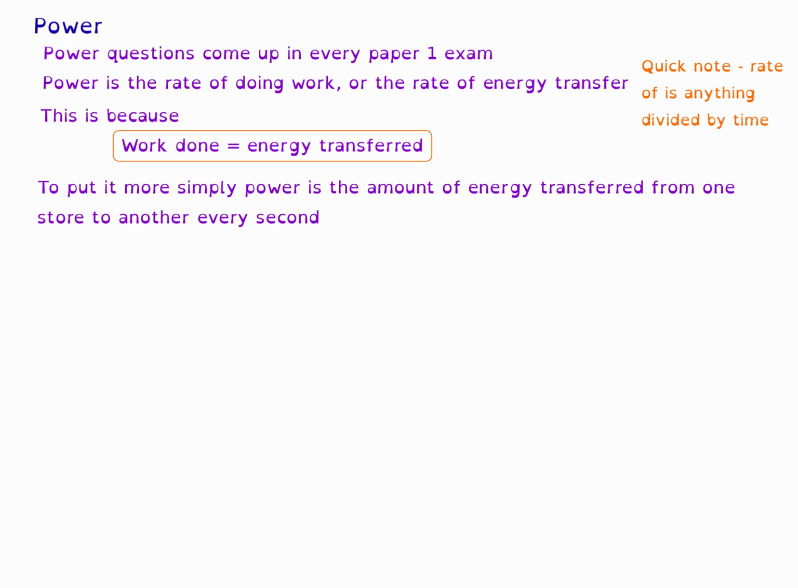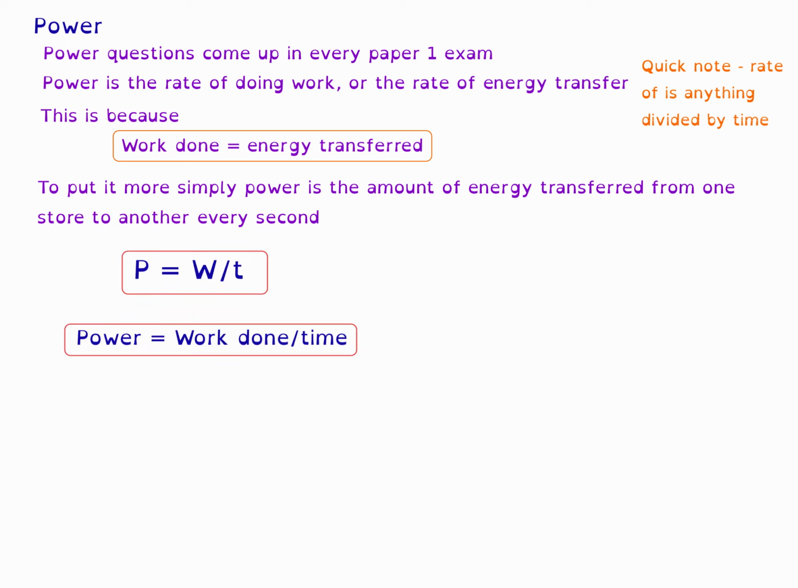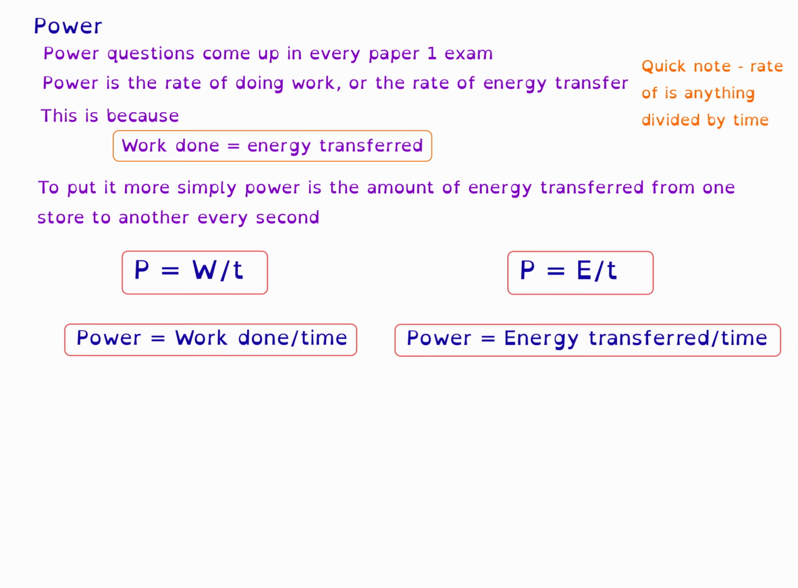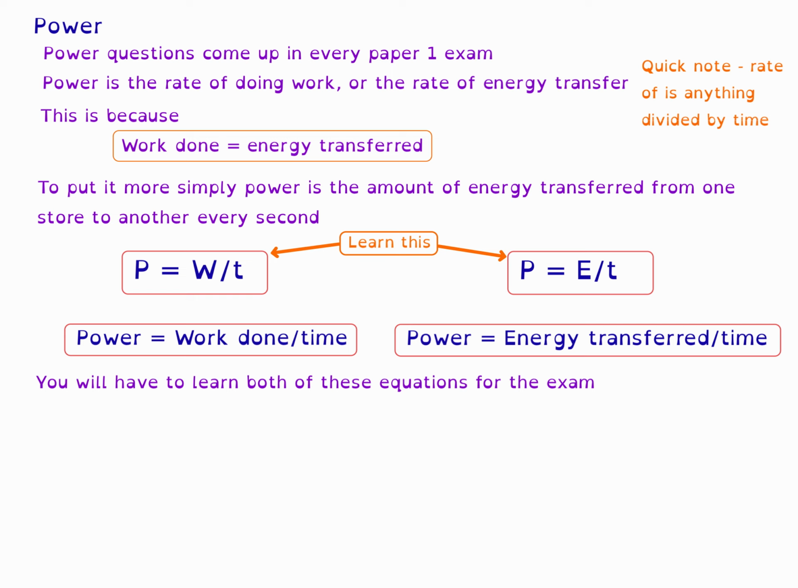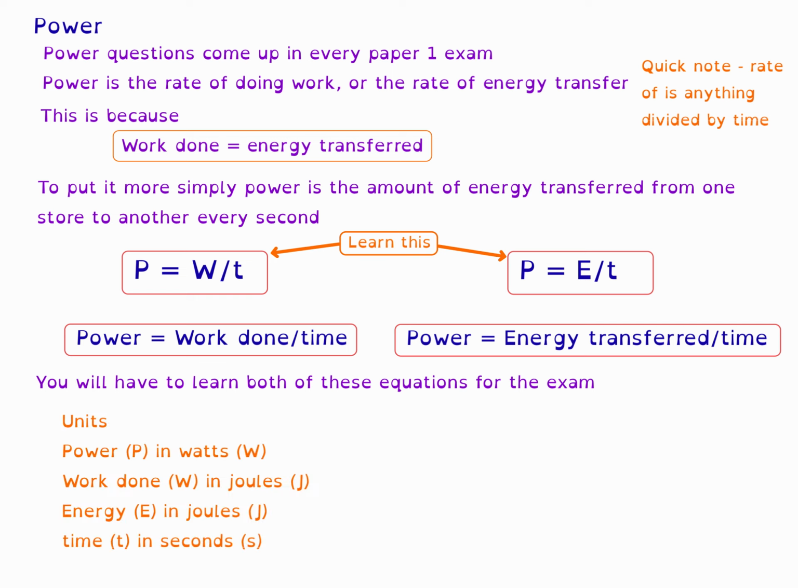We have two equations here for working out power. Power equals work done divided by time, and power equals the energy transferred divided by time. You'll have to learn both of these equations for the exam. And also don't forget your units. Power is in watts, work done and energy, because they are equivalent to one another, are both in joules, and time is in seconds.